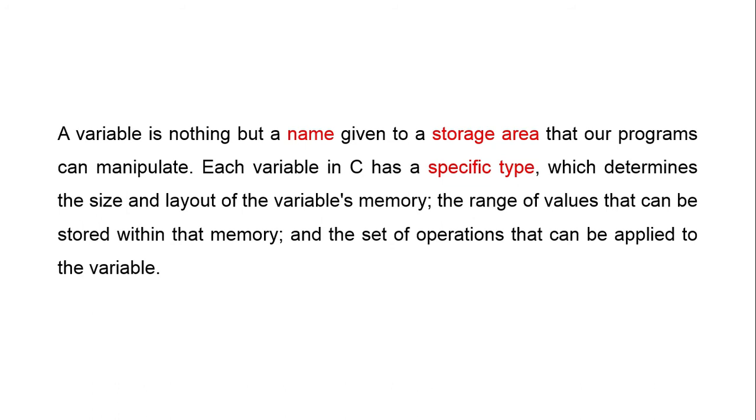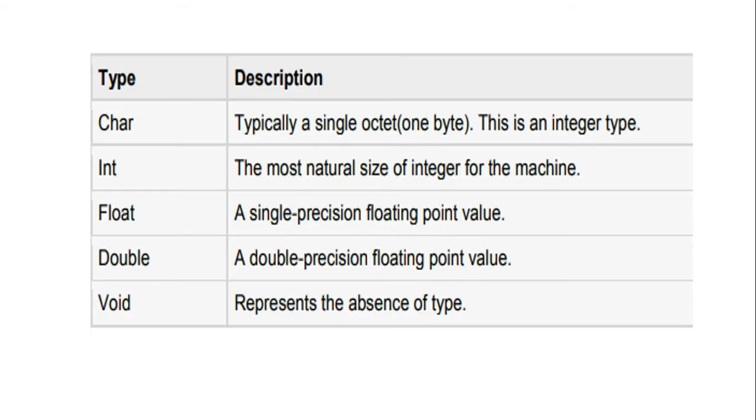For example, int a equal to 12. The value 12 is going to be stored in the variable a, in the memory location that a represents. Each variable has a specific type, which determines the size and layout of the variable. These are the types of variable: the variable may be a character, an integer, float, double, or void.